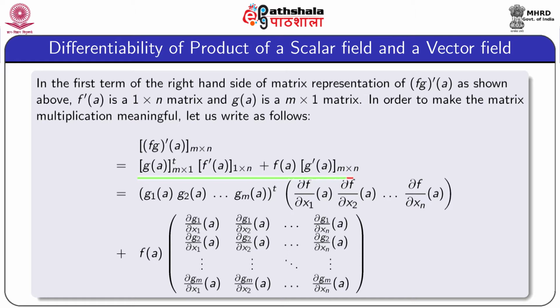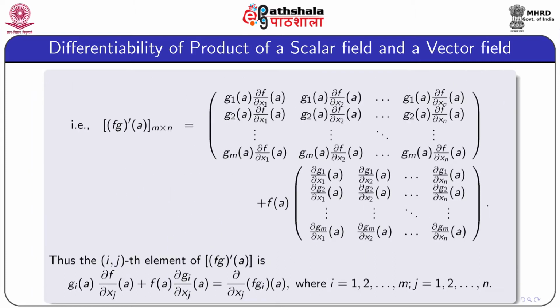We add it with f(a), which is a real number, times the matrix of g'(a), which is m by n. So, we have elaborately written it here. We find that the ij-th element of the matrix (fg)'(a) is given by g_i(a) del f/del x_j (a) plus f(a) del g_i/del x_j (a), and this is nothing but del/del x_j of (f g_i) at a, where i runs from 1 to m and j runs from 1 to n.